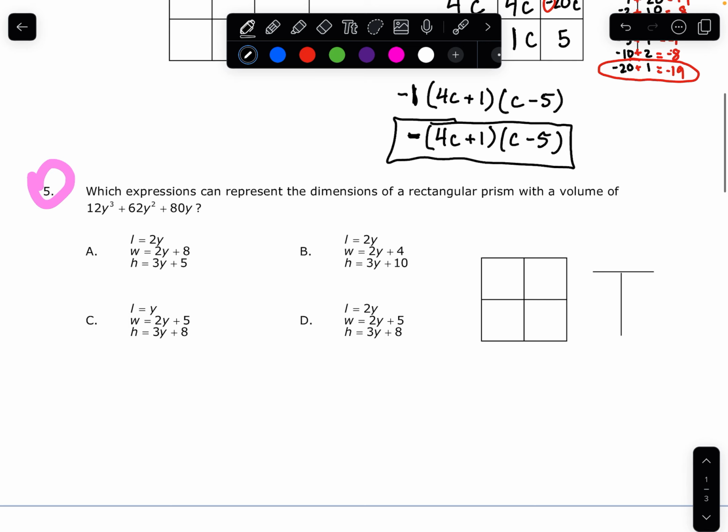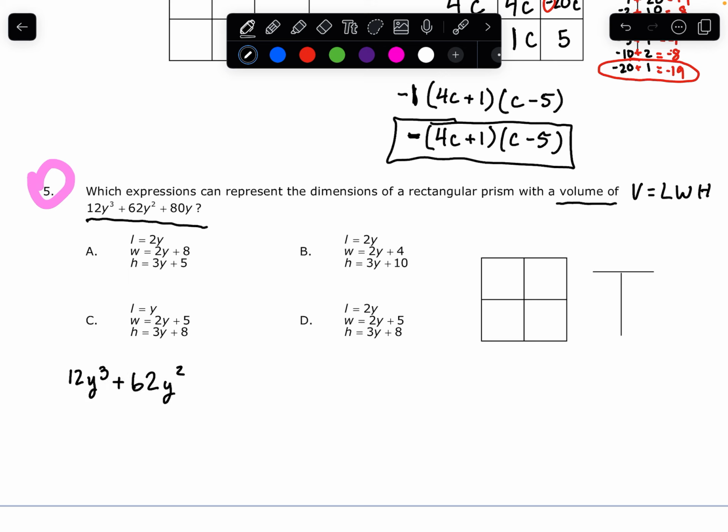Looking at 5. 5 says which expression can represent the dimensions of a rectangular prism with a volume of 12y cubed plus 62y squared plus 80y. Okay, if we're thinking about volume, remembering length times width times height, so there's 3 things here. If I'm looking at 12y cubed plus 62y squared plus 80y, I'm going to first start looking for a GCF, right?